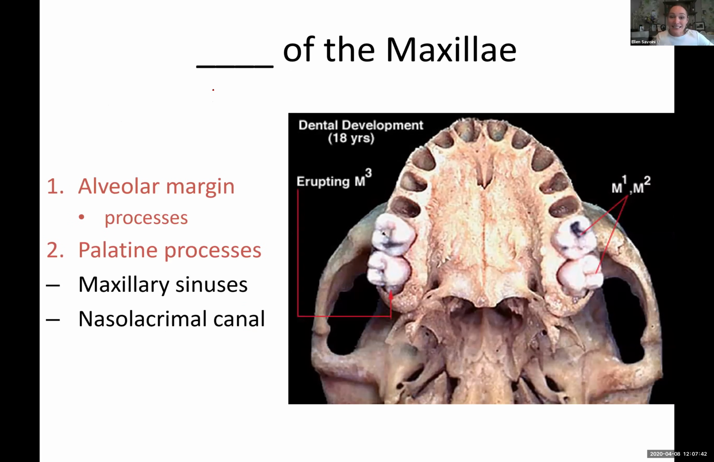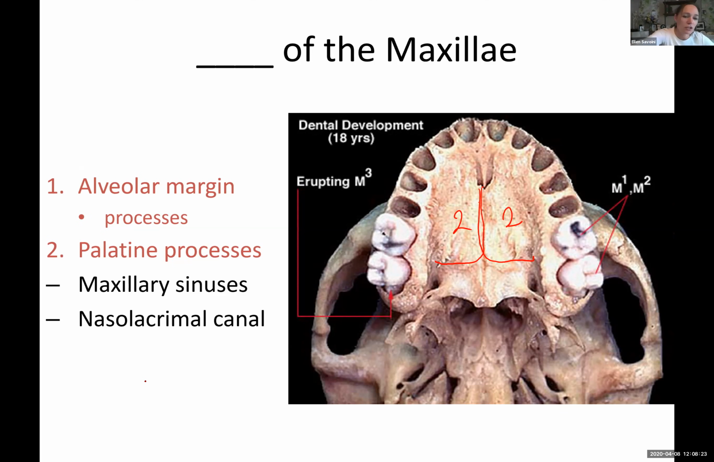The maxilla is your upper jaw where your top teeth are coming from. So we also have an alveolar margin right here. Just know the alveolar margins are where the teeth go. And then for the upper jaw, we have palatine processes. It's plural, but as an adult, it forms one. A process is a sticking out piece. So it really is this part here, the front part of the roof of the mouth. We'll put number 2 here: the palatine processes, which means a sticking out piece of your palate.